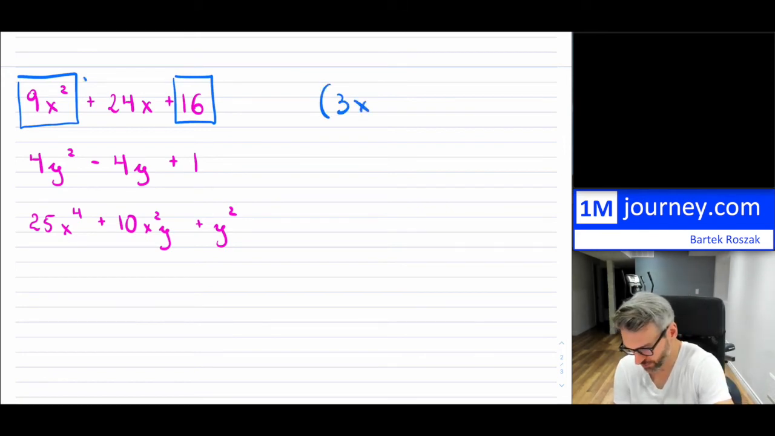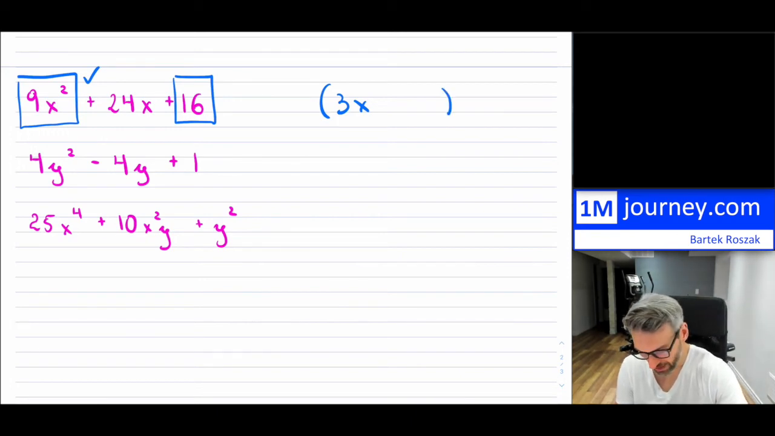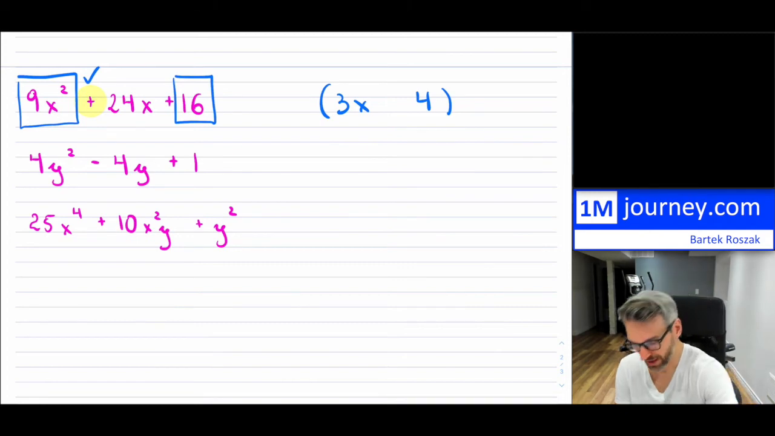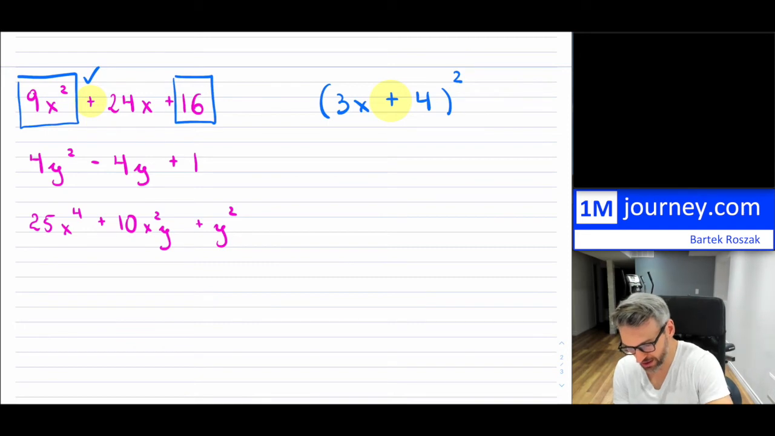That's the first one. If I take 16 and I take the square root of that, then what I'm going to get is 4. Now, the sign that goes in between them is going to be the sign that is actually in that middle term. So that middle term is a plus. So I'm going to put a plus right there. So that's what this is. And now I have to check, if I square this, is my middle number indeed going to be 24?